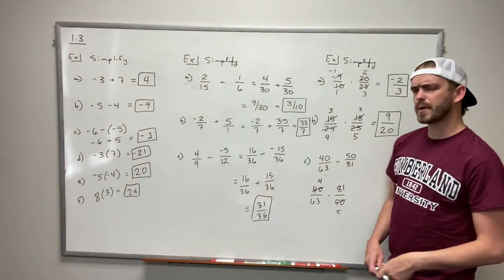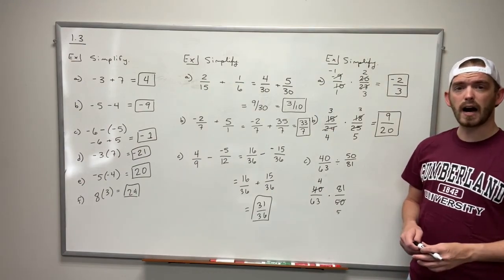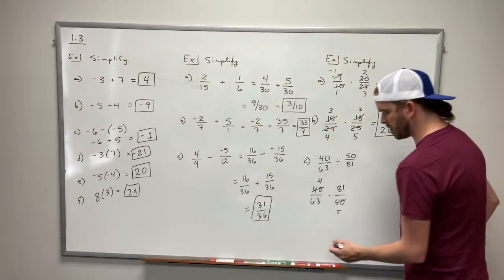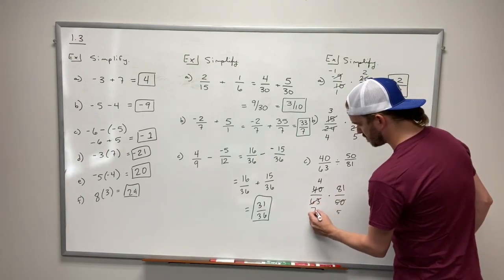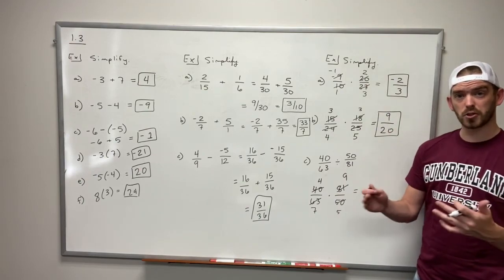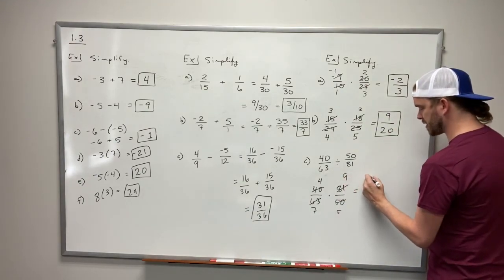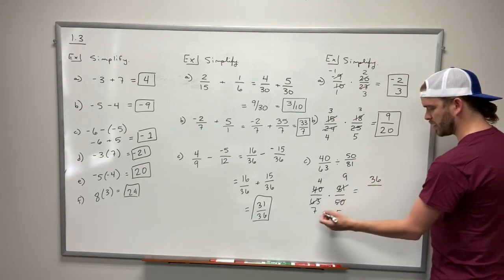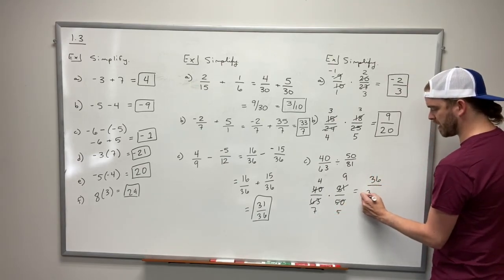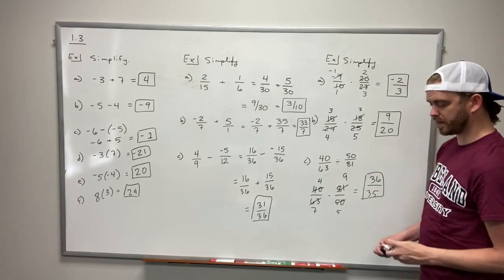What about 63 and 81? What number goes into both of those? It's going to be 9. So 63 divided by 9 is going to give us 7. 81 divided by 9 gives us 9. Now we're just going to multiply across the top and across the bottom. 4 times 9 is 36. 7 times 5 is 35. So your answer is 36 over 35.